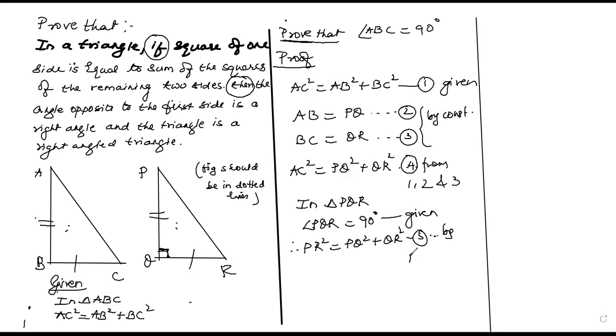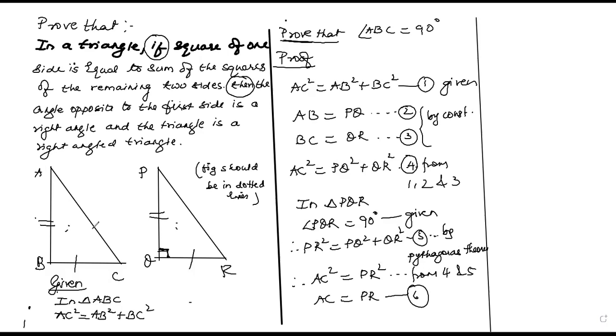Now just compare your statement number 4 with 5. What is this? AC square equal PQ square plus QR square. Here PR square equal PQ square plus QR square. So, you realize AC square equal PR square from 4 and 5. Now don't you agree, square root? Therefore, AC equal PR. Can I call it statement number 6?